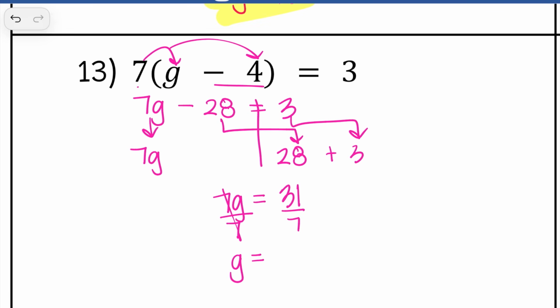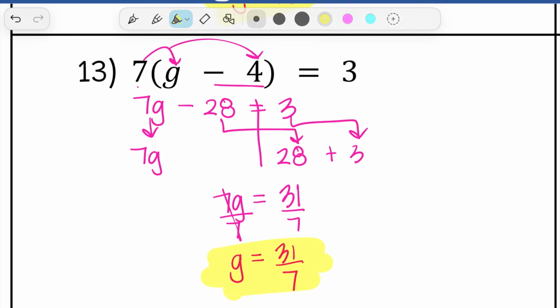So we could either try and change it to a decimal, or we can just leave it as an improper fraction. And a lot of times in math, that's what we do. So our answer here is going to be 31/7. And that's okay. When you solve an equation, not every answer is going to be a perfect answer. It's not always going to be an integer. Okay? So 31/7 is perfectly acceptable. All right, let's go to 14.